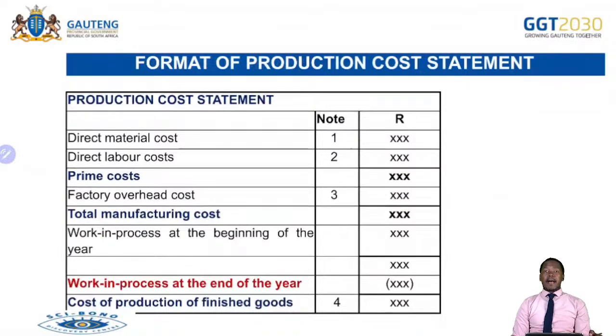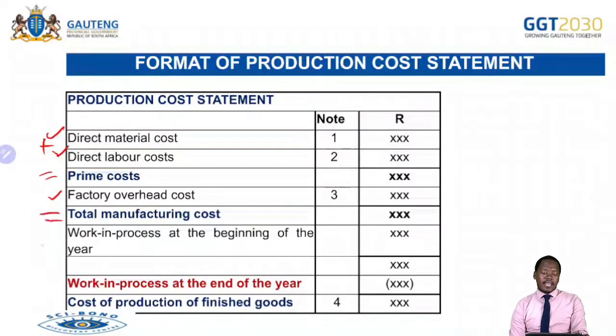Direct material, direct labor, primary cost. So if I add the two, I'll get my primary cost. And then now I add my factory overheads. So if I say primary cost plus factory overheads, I'll get my total manufacturing cost. And then I will also add my work in progress or work in process at the beginning of the year. And then I'll get my answer there. And then I subtract my closing stock or my work in process at the end. And then I will get my cost of production of finished goods.